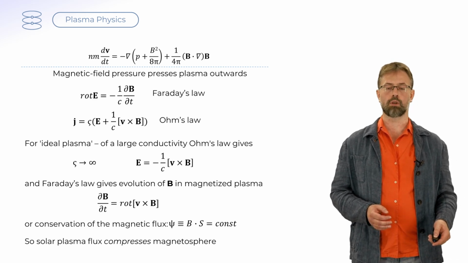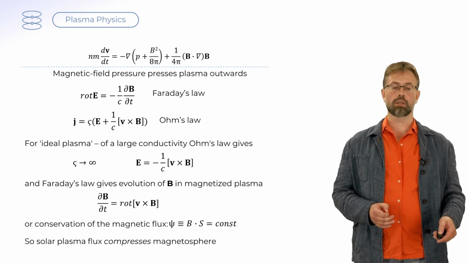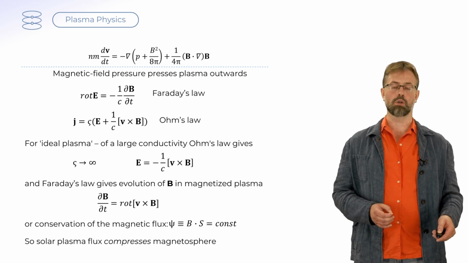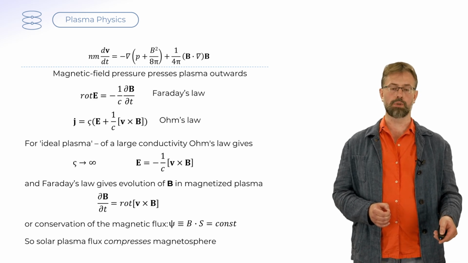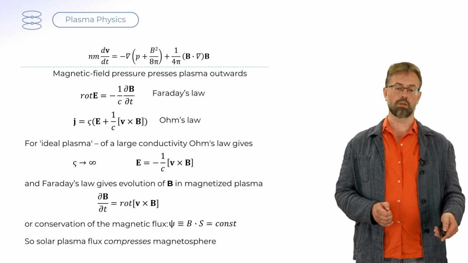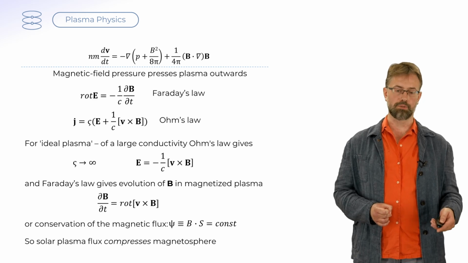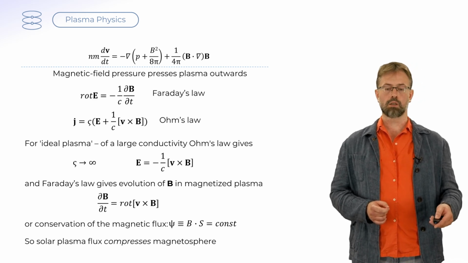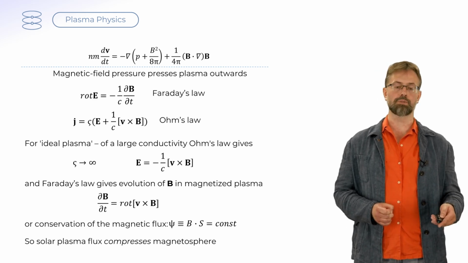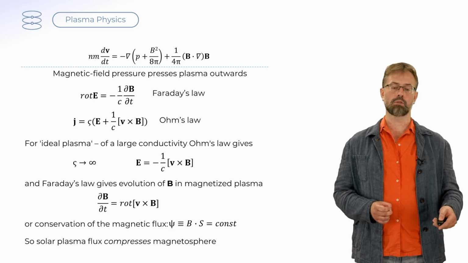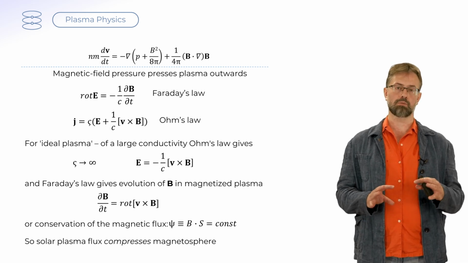Additionally, if we use Faraday's law, another Maxwell equation, and Ohm's law, for very large conductivity of plasma we get that the electric field should be minus V cross B, and we get the equation of evolution of the magnetic field. This equation means, literally, that magnetic flux is conserved. So B times some transverse area is conserved.